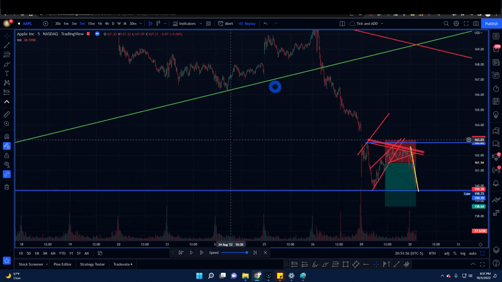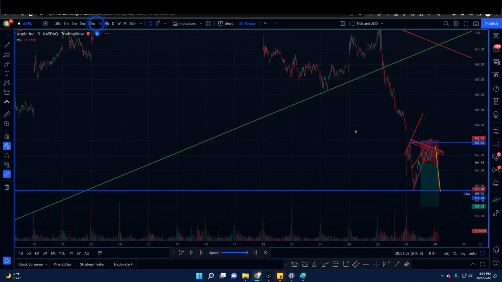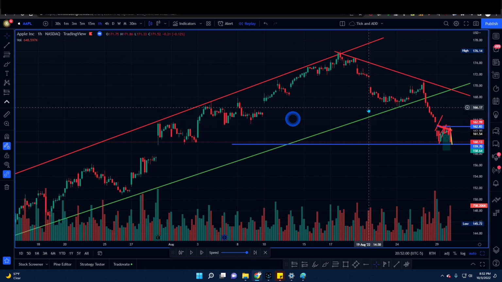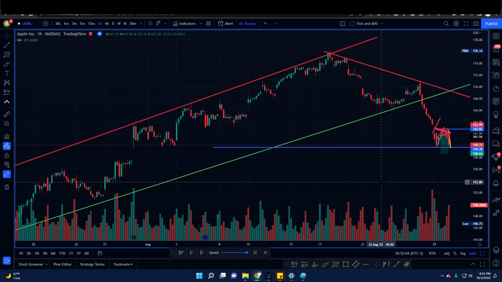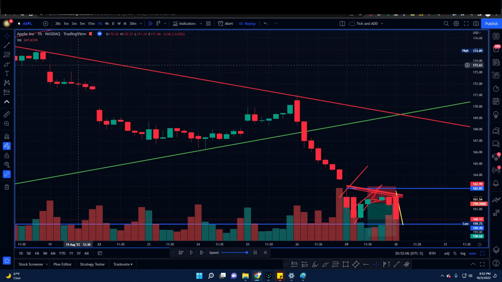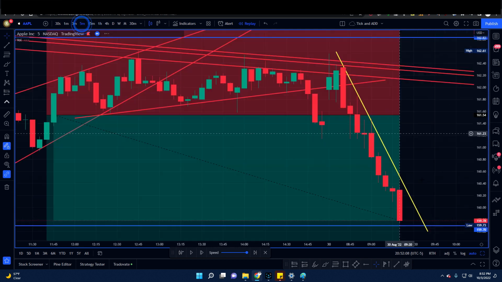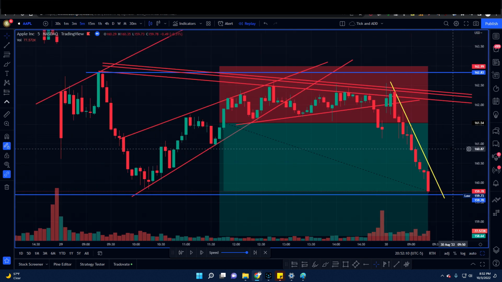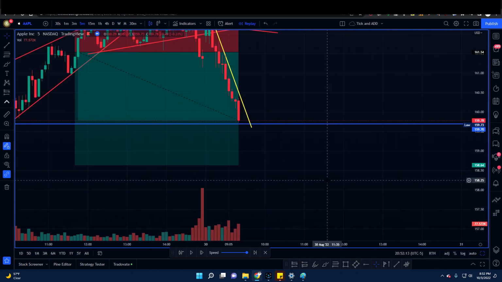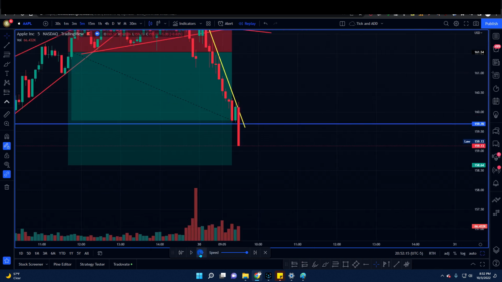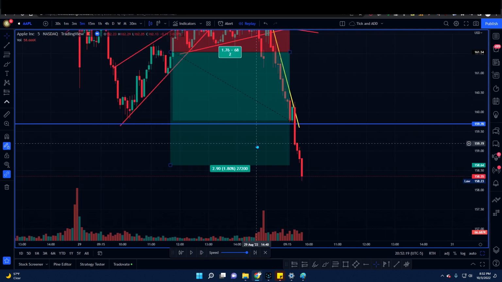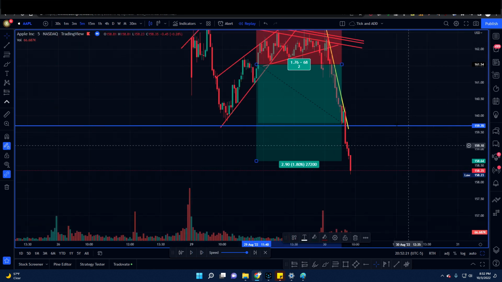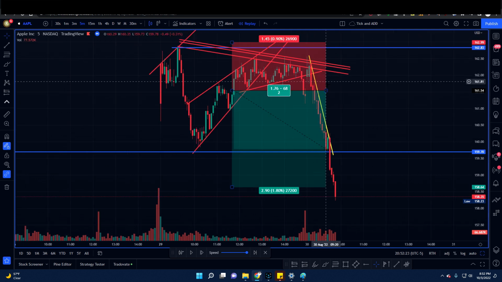Okay, let's check the overall pattern again on the hourly chart, see if anything else is developing. I don't really see anything coming into focus here. Yeah, there's nothing really coming into focus, so go back to the 5-minute, and we have hit our profit target of 2 to 1 on this trade.